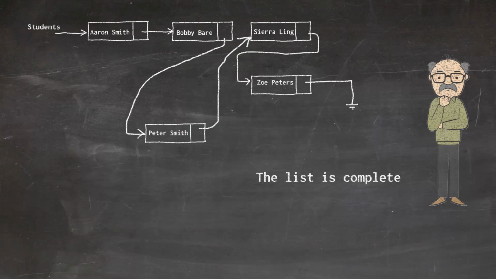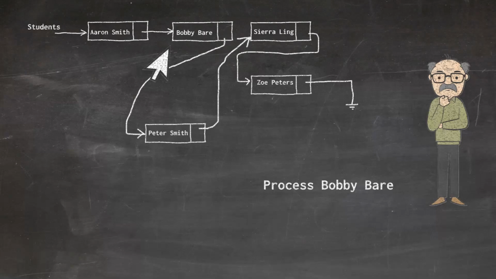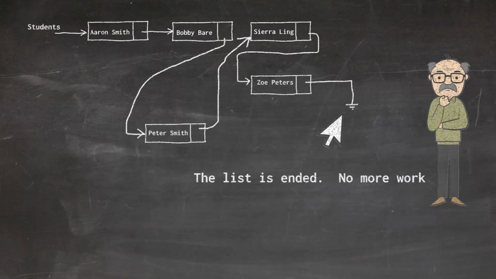So how do we use this data now? What we can do is we can start with students and we can just keep following the pointers as we progress across the list. We would go to Aaron Smith, and then that has a valid pointer, so we can go to Bobby Bear, and that has a valid pointer, and it would go to Peter Smith, and then to Sierra Ling, and then to Zoe Peters.